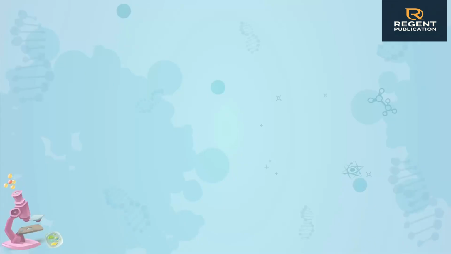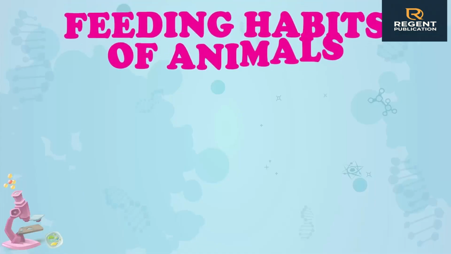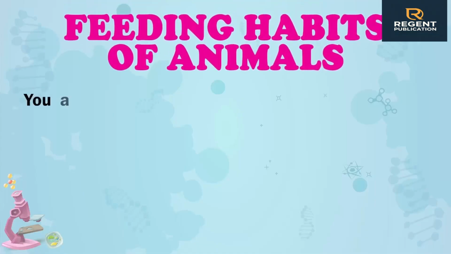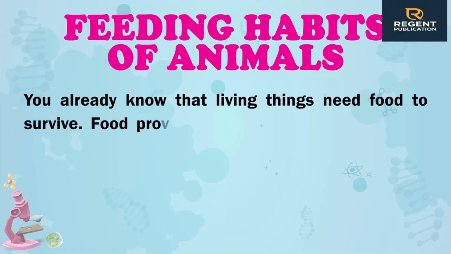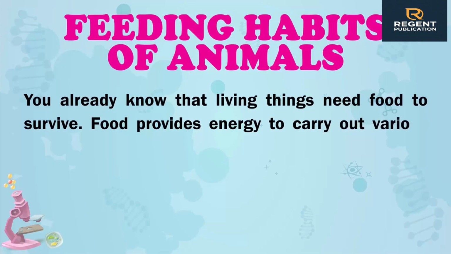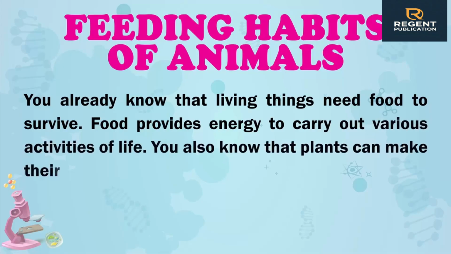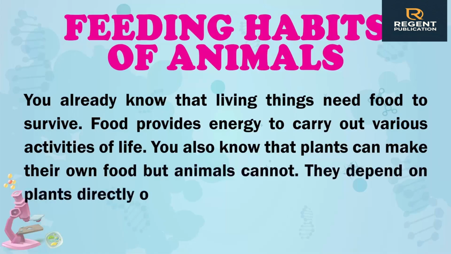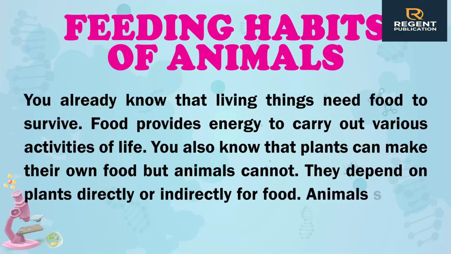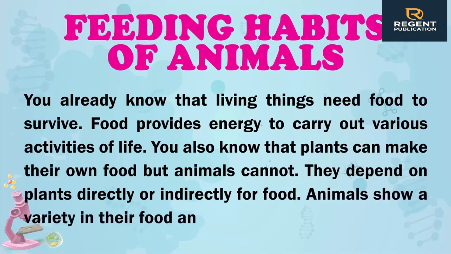Chapter 5. Feeding habits of animals. You already know that living things need food to survive. Food provides energy to carry out various activities of life. You also know that plants can make their own food, but animals cannot. They depend on plants directly or indirectly for food. Animals show a variety in their food and feeding habits.